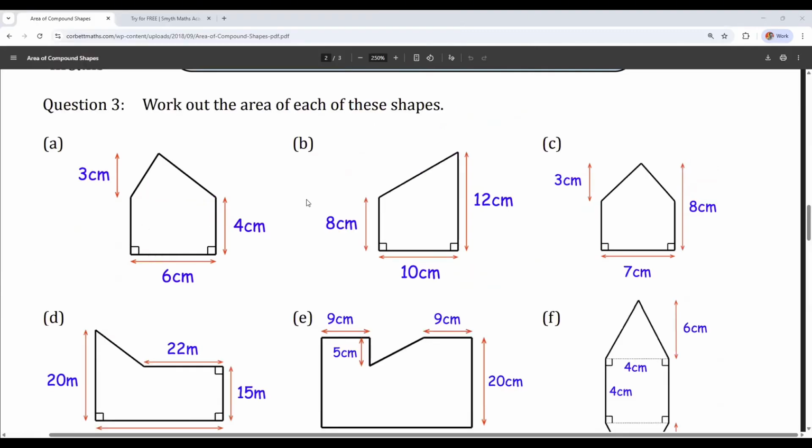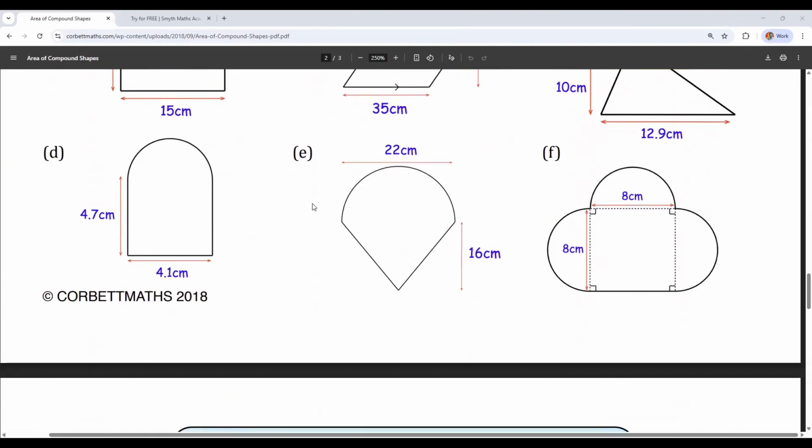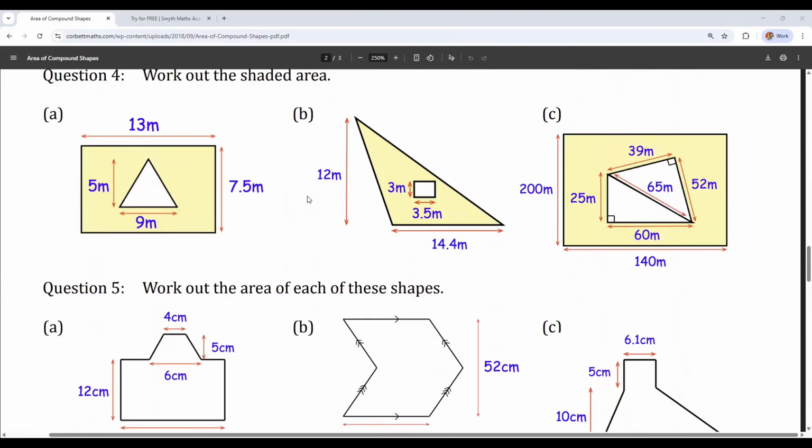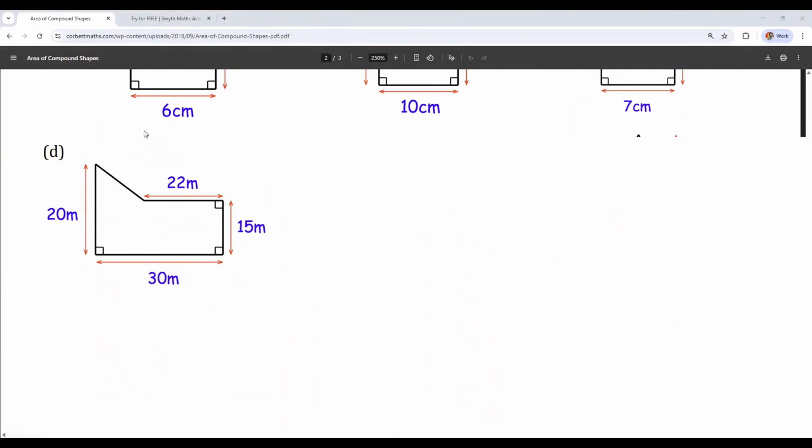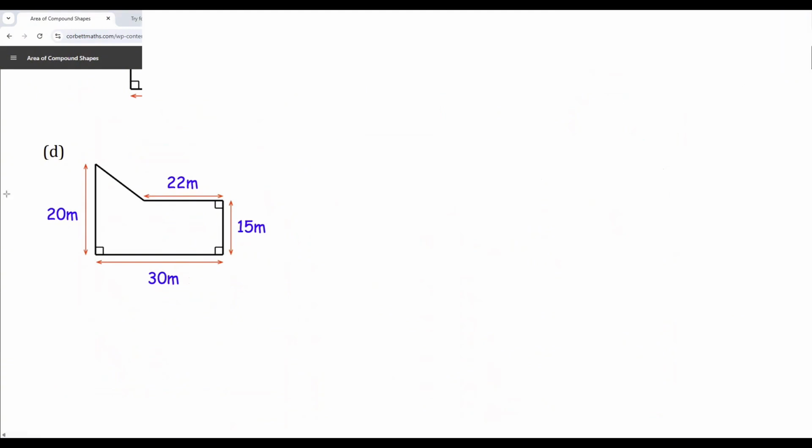Okay, just checking if there's anything else I want to go over. Maybe something like, let's do question D. So question D is very similar to what we've just done, but there's an extra step of calculation. So let's just do question D. Let's see if we can manage this one. Okay, same sort of process. Do the exact same things that we've just been doing.